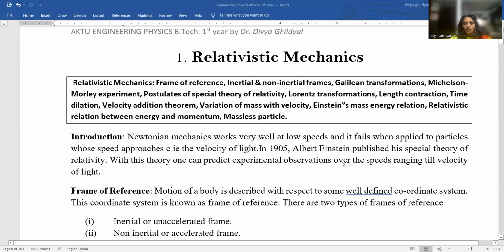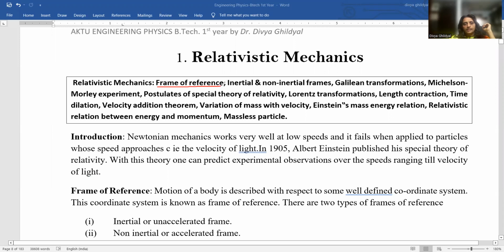Hello students, today I will be briefing you about relativistic mechanics as per your AKTU syllabus, Engineering Physics BTech first year. First, let's have a look at the syllabus. Relativistic mechanics. It consists of frame of reference.